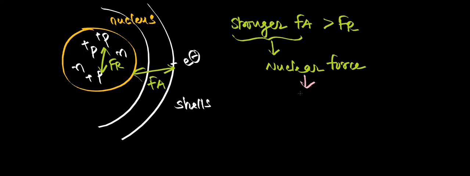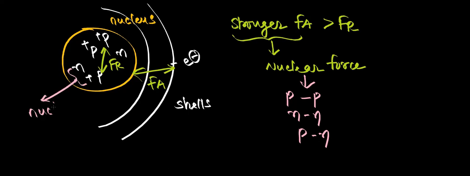Now this nuclear force is between proton and proton, neutron and neutron, proton and neutron also. It is between the nucleons. What are these protons and neutrons? The particles which are present in the nucleus are called nucleons. So the force which operates between nucleon particles is called nuclear force.